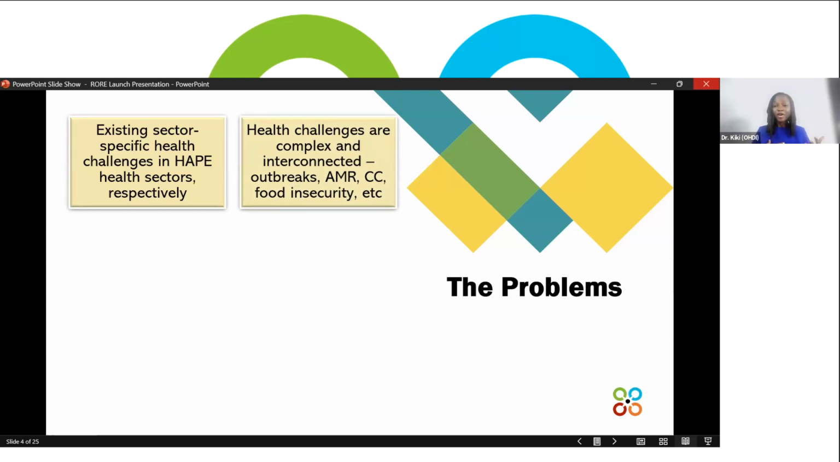Outbreaks can come from the environment, they can come from animals, they can come from humans themselves, like human-to-human transmission. AMR is a deep, strong, complex One Health issue. Climate change is also a very strong One Health and sustainability issue. All of these are very much interrelated. Food insecurity is also something we are seeing as a very strong One Health issue that requires a One Health approach to solve.